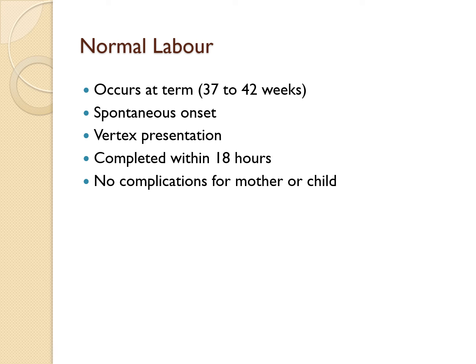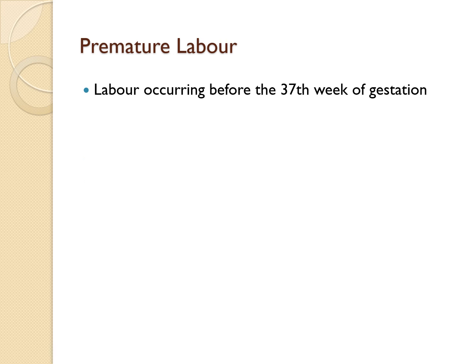So, normal labor is defined as labor that occurs at term and is spontaneous in onset with the fetus presenting by the vertex. The process is completed within 18 hours and no complications arise for the mother or the child. And then we also have premature labor. Premature labor is defined as labor occurring before the 37th week of gestation.